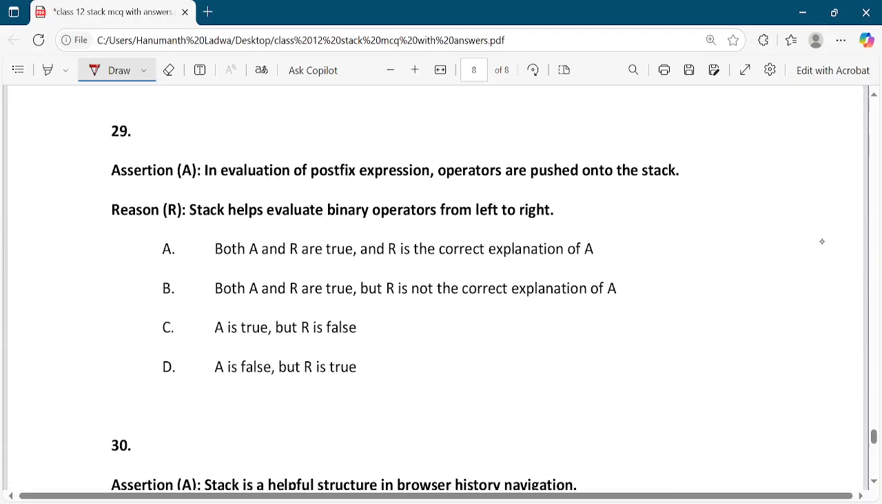Question number 29. Assertion A: In evaluation of postfix expression, operators are pushed onto the stack. So here this particular statement is false. In case of postfix expressions, only operands are pushed into the stack, not the operators. Hence, the assertion statement is false. Reason R: Stack helps evaluate binary operators from left to right. So this particular statement is true. You can observe that option D, A is false but R is true, is the right answer.